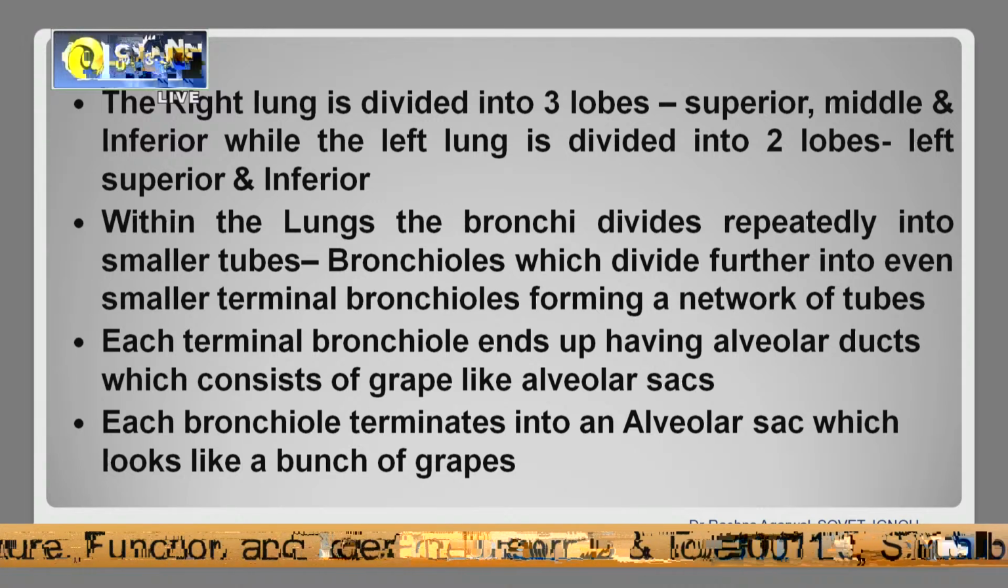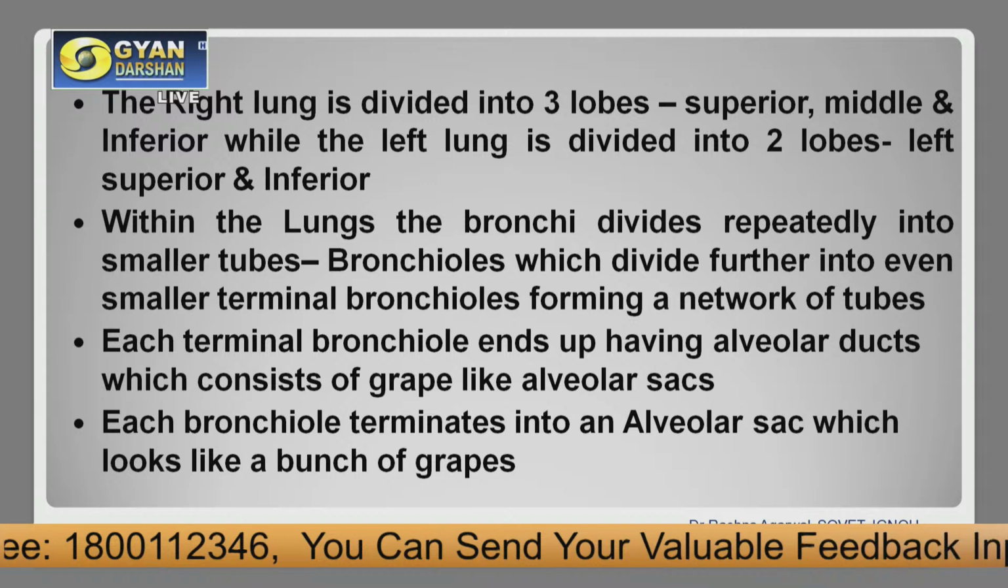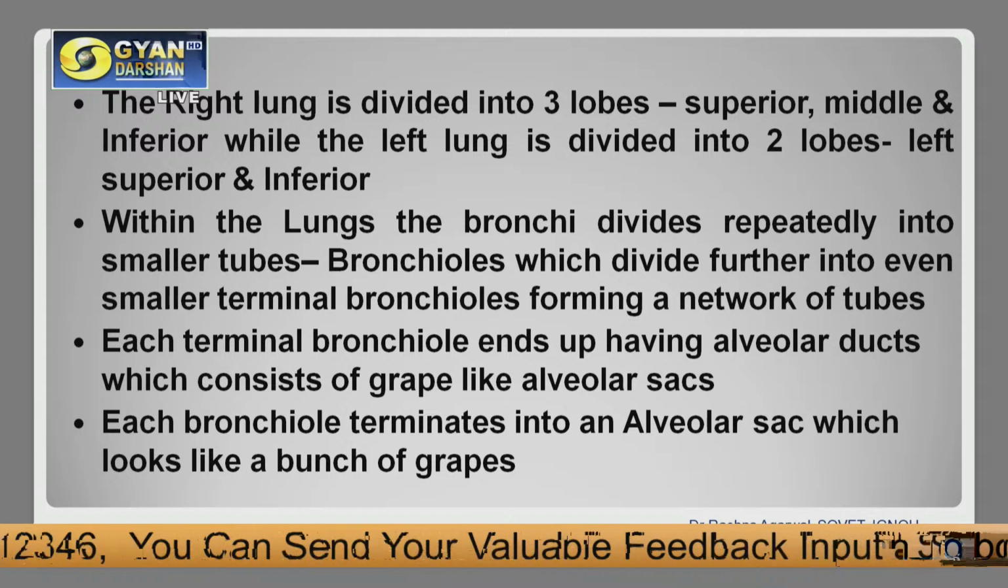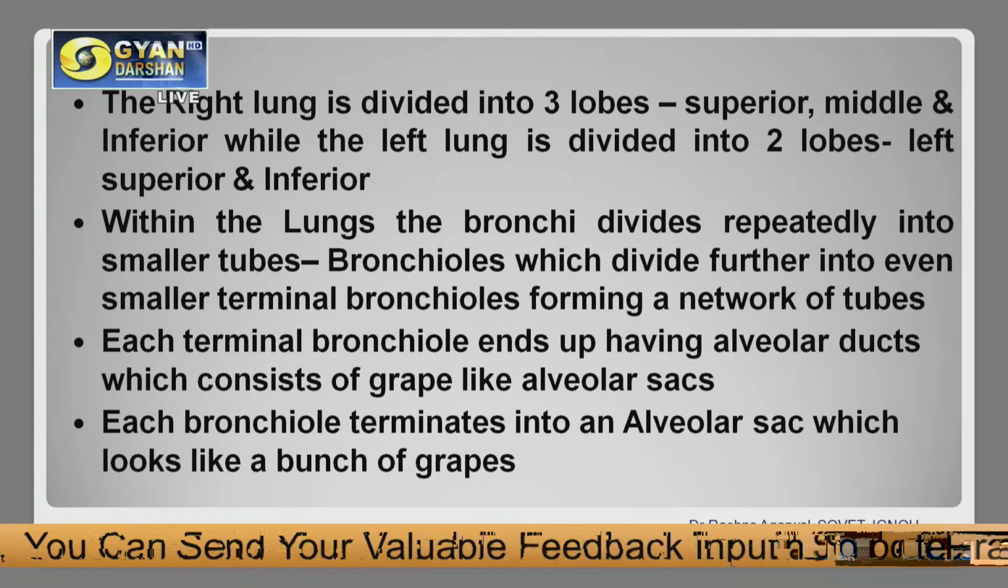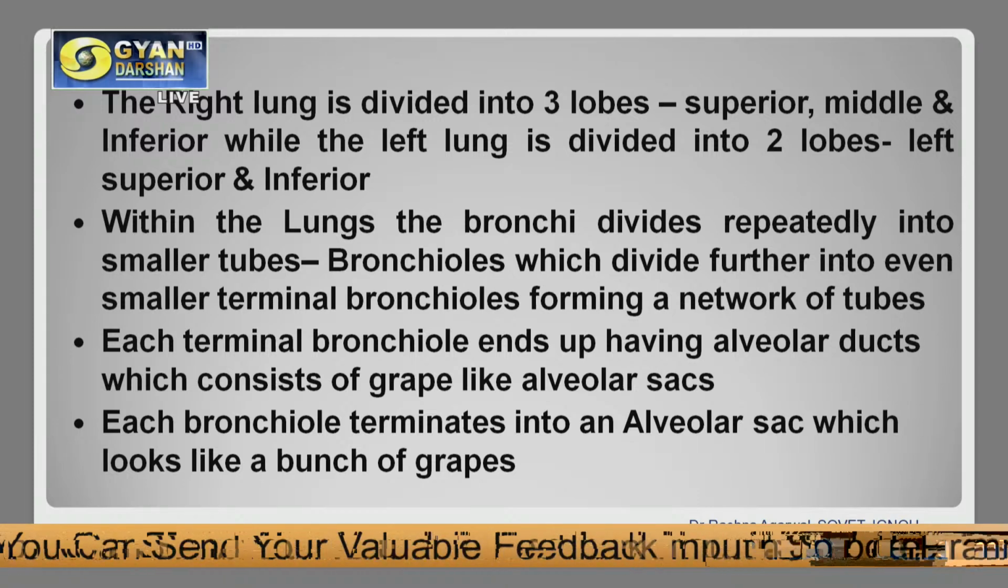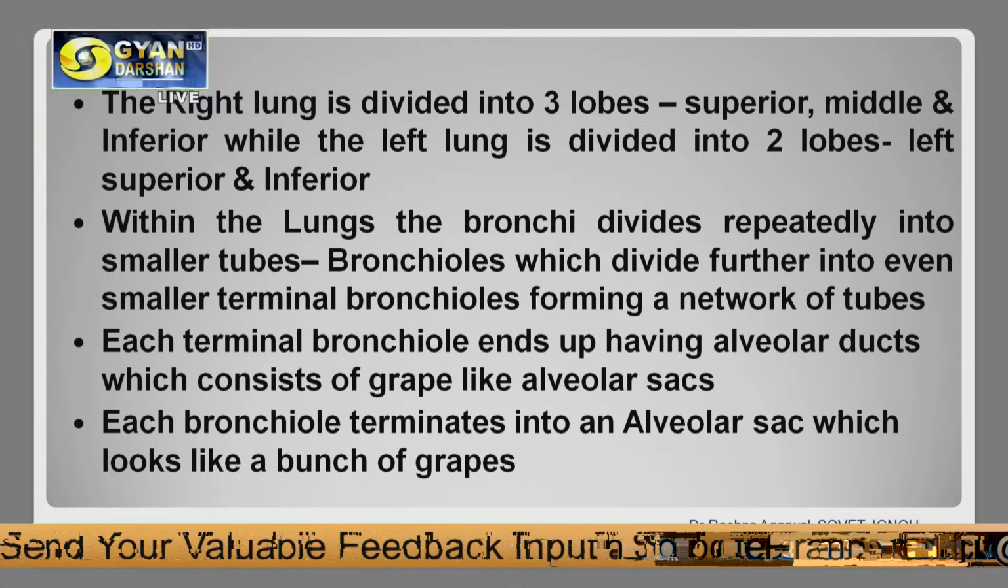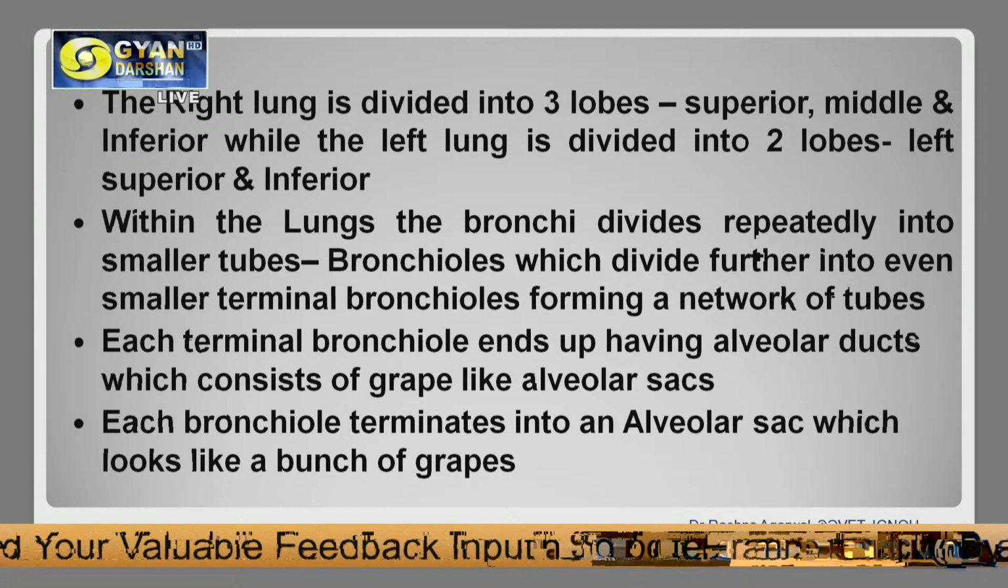This alveolar duct is a grape-like structure, or you can say it comprises alveolar sacs. Now each bronchiole terminates into an alveolar sac which looks like a bunch of grapes, which is nothing but alveoli. You can see here what I have explained.